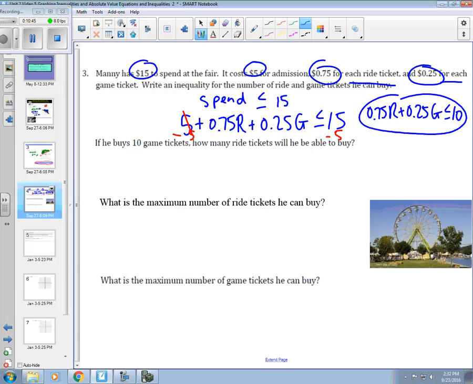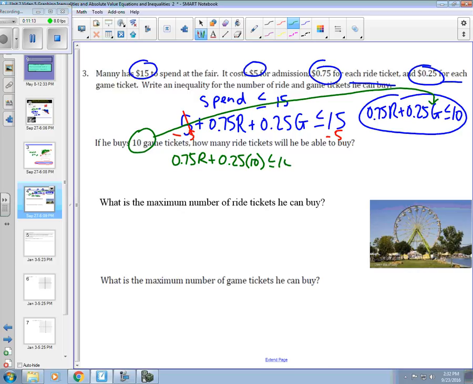So let's see if we can answer some questions now. If he buys 10 game tickets, how many ride tickets will he be able to buy? Easy. Now that we got this inequality, it's 10 game tickets. Which variable should we put that in for? G. All you got to do is substitute it in and see what you get. So you got 0.75R plus 25 cents for those 10 game tickets.